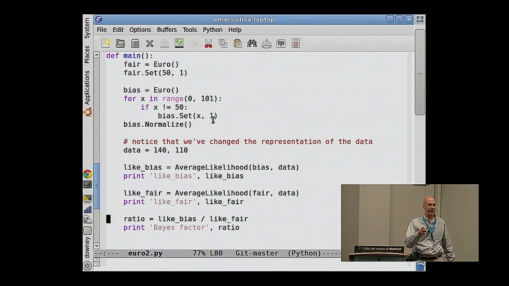Five times more likely to be biased than to be fair. That's pretty much correct. I could quibble a little bit with the wording, but I'm going to say yes. That's right. So if this thing is larger than 1, that means that the data are evidence in favor of the biased hypothesis. And if it's less than 1, that means the data are in favor of the fair hypothesis. So let's run it and see what we get.